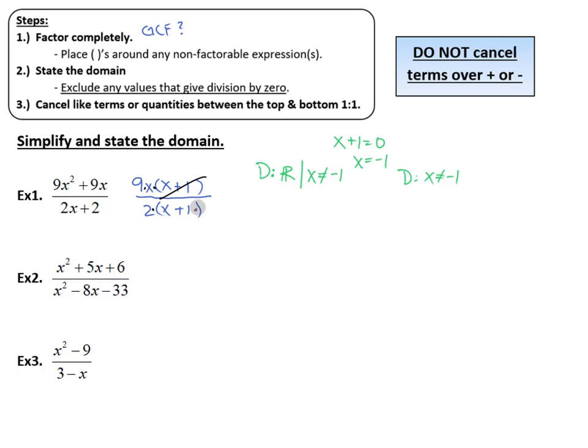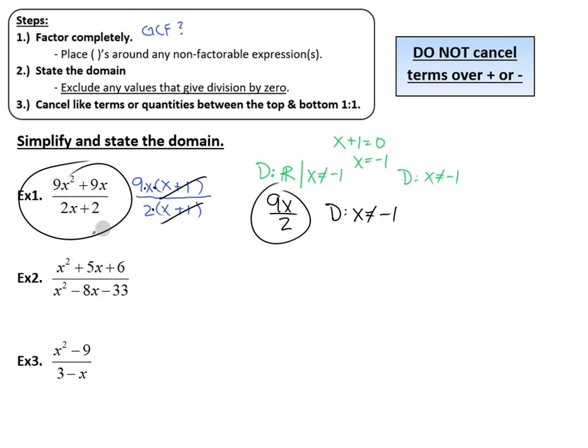Yes, we can cancel out this common expression. For any value of x you plug in here, the top and bottom will have a matching factor. So we can cancel those out. However, you have to keep the domain of the original expression where they are not equivalent. So even though we're going to simplify this to 9x over 2, we still have to keep the domain that x cannot equal -1. Okay, if we didn't keep that domain, this expression is not technically equivalent to that expression. So it's really important to keep the domain of the original function.